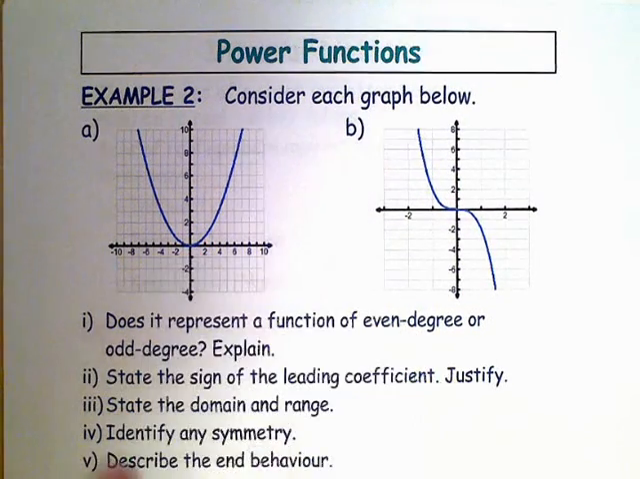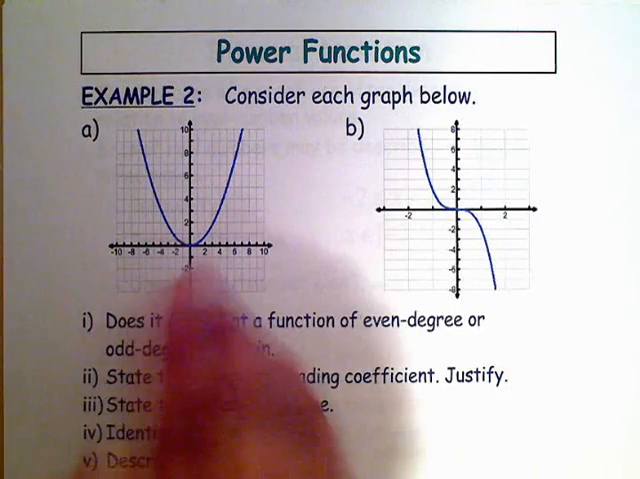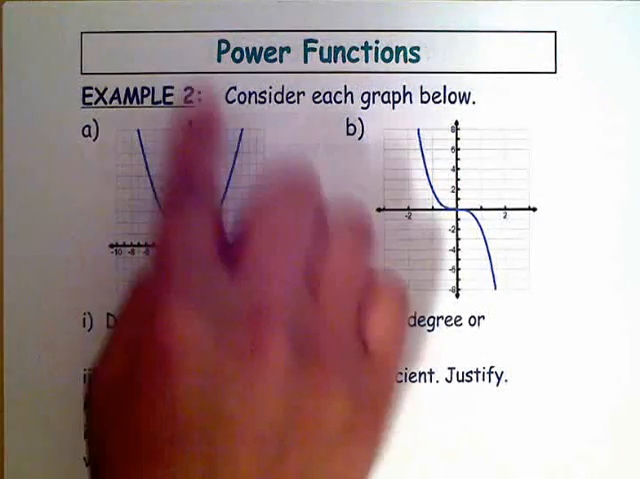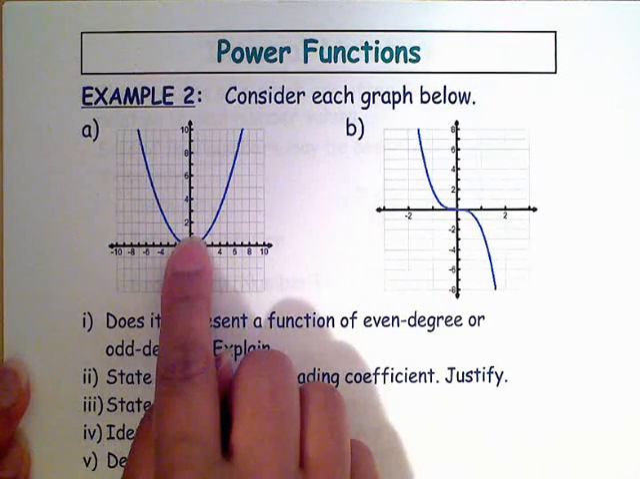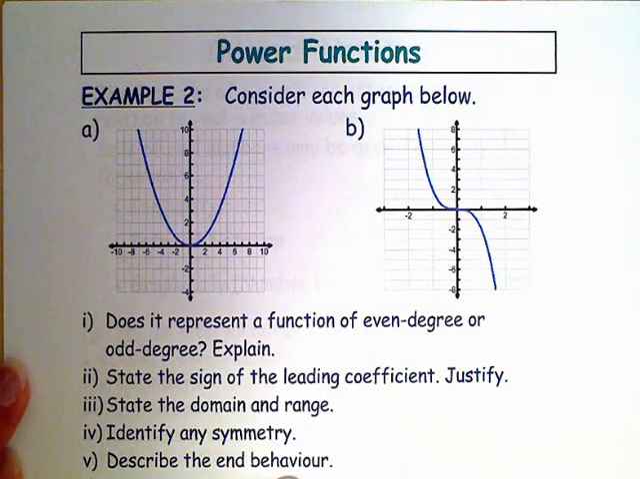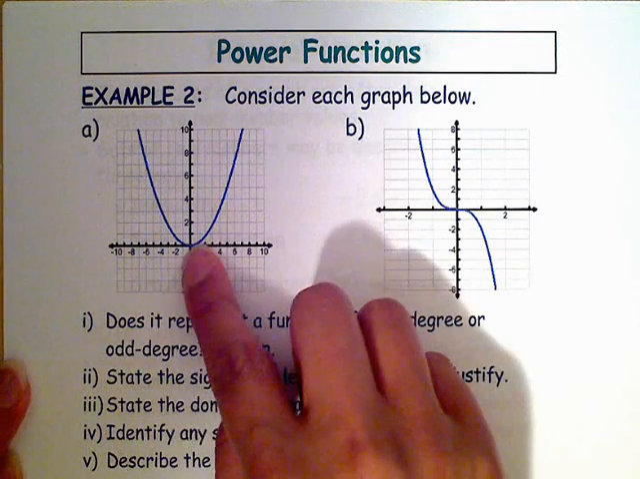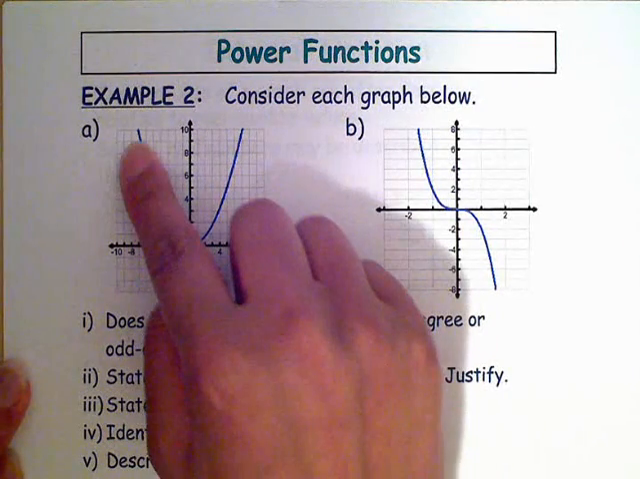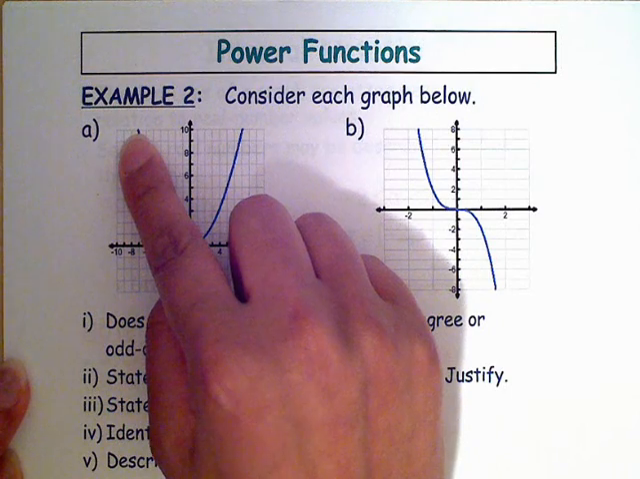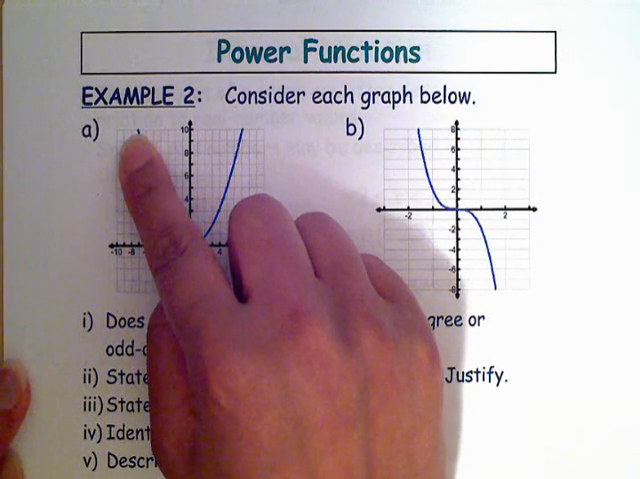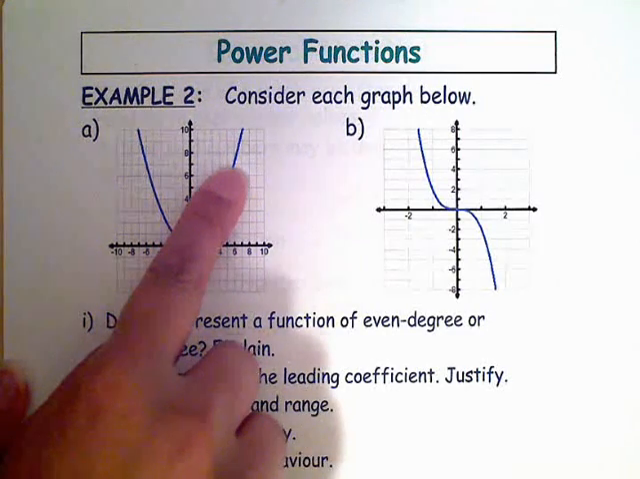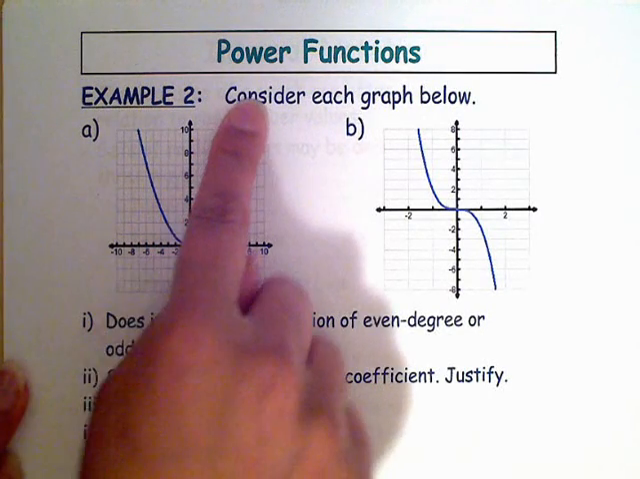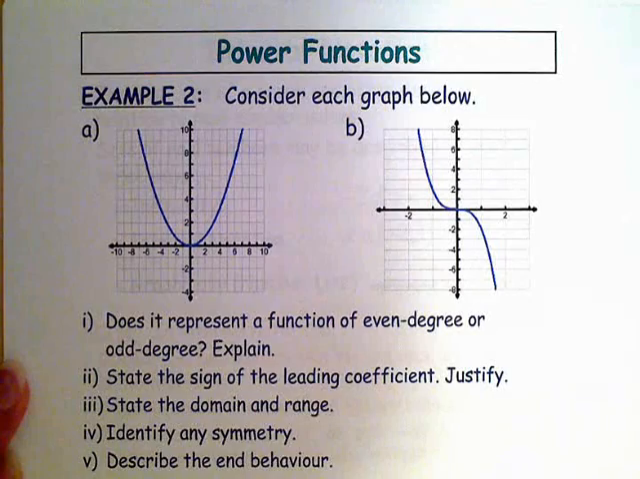Okay, identify any symmetry. I can see that there is some symmetry. I can see that there's a line symmetry along the y-axis, so there's line symmetry at x equal to 0. And then describe the end behavior. So as x approaches negative infinity, I can see that the graph is increasing, so y is approaching positive infinity. And as x approaches positive infinity, as I move towards the right in the graph, I can see that the y value is increasing, so again y is approaching positive infinity.